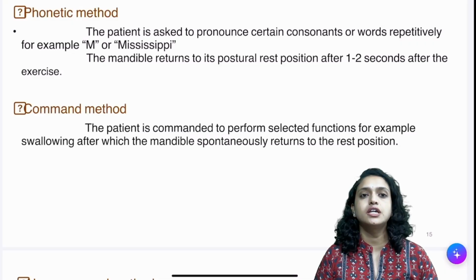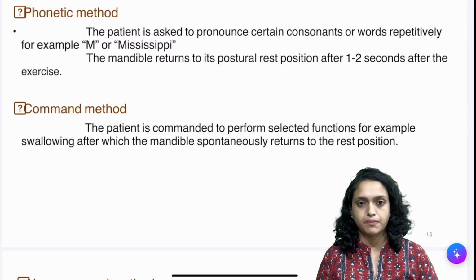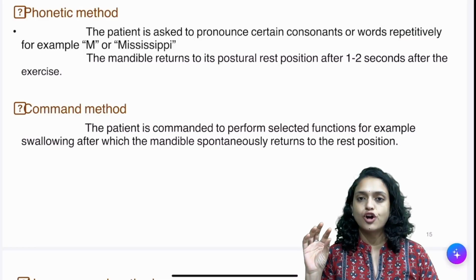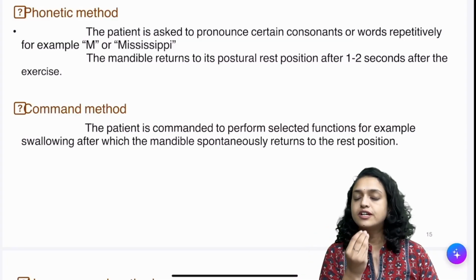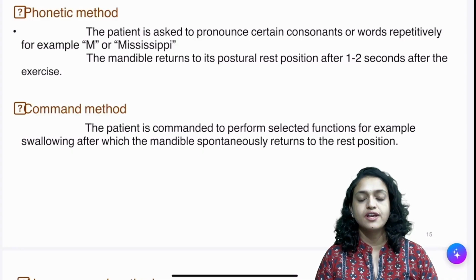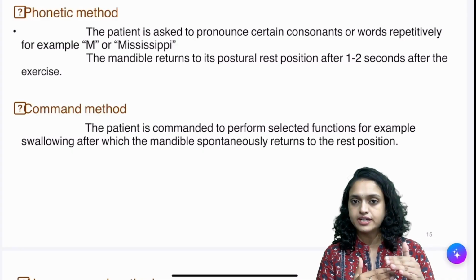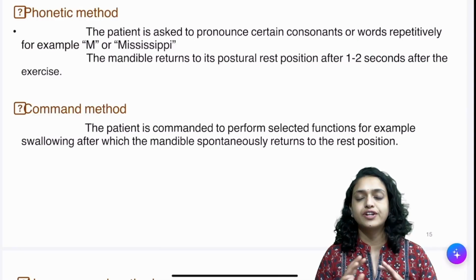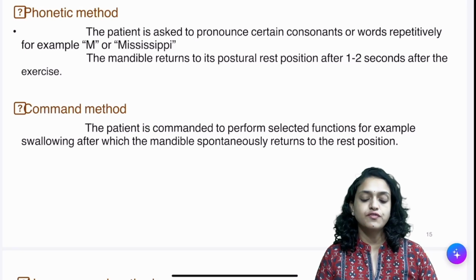The first technique is to ask the patient to say MMM or Mississippi or Emma. After 2 to 3 seconds, the muscles automatically relax and come to a relaxed position with the lips slightly parted. That is the postural rest position, where the teeth won't be in contact, but the lips will be slightly apart and the muscles will be in a state of relaxation. So that is the phonetic method.